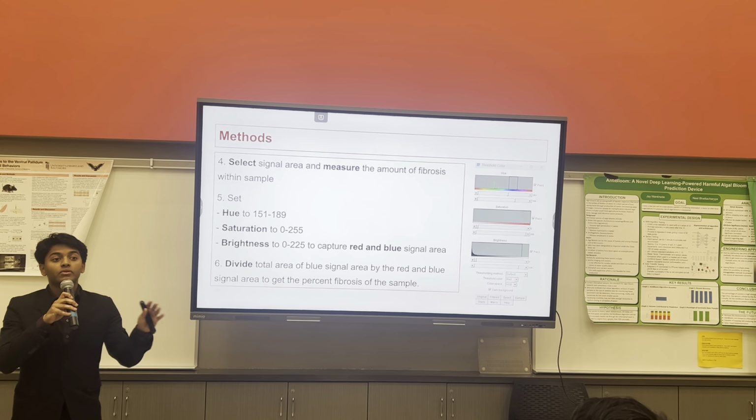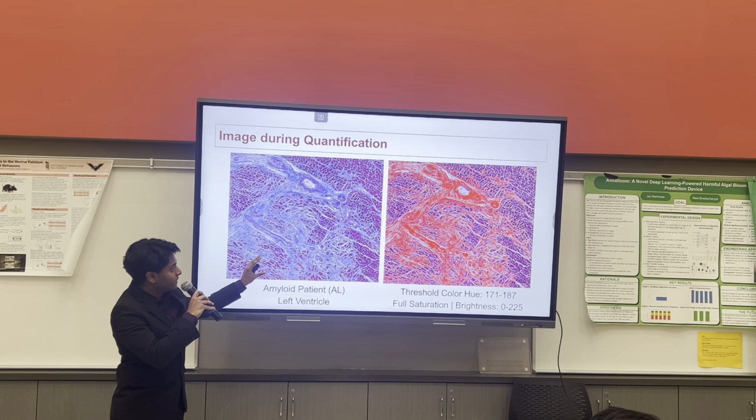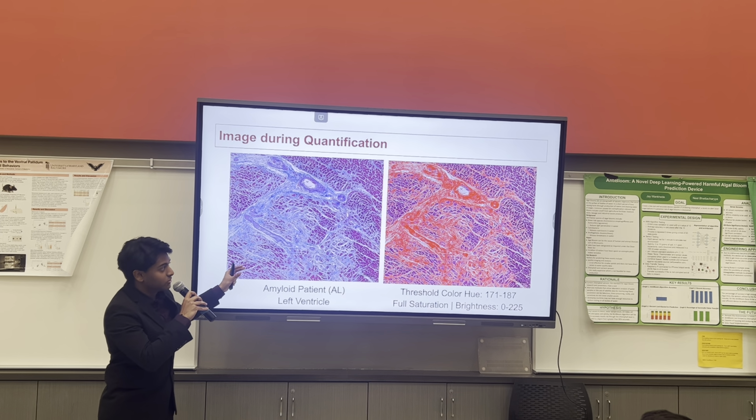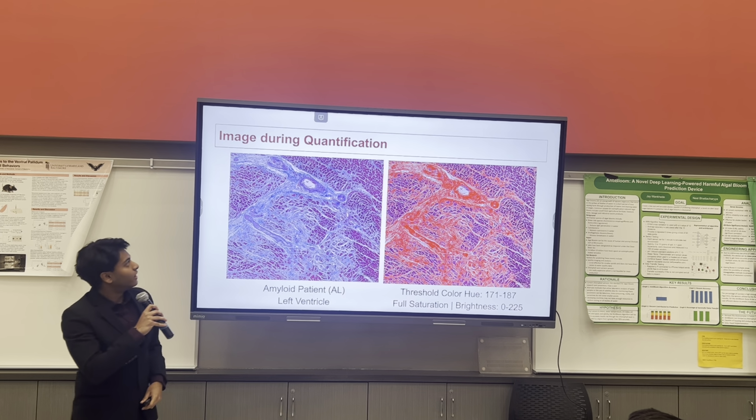Just to run you through the process of what the image looks like during the ImageJ analysis, we start off with the full image. This is just what it would look like originally, and this is a pretty extreme patient. We see more blue and more fibrosis than we do healthy heart tissue, and that's pretty bad. This is not actually one of the mice; this is from a patient that we saw within the clinic.